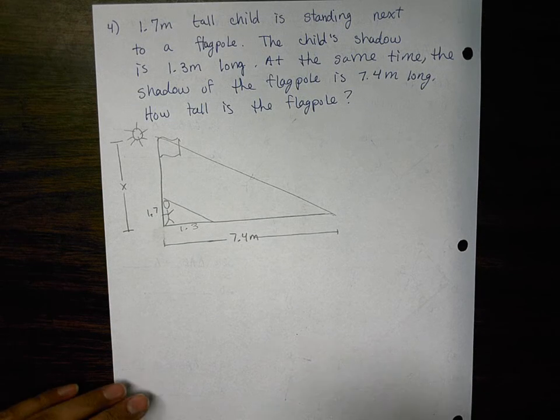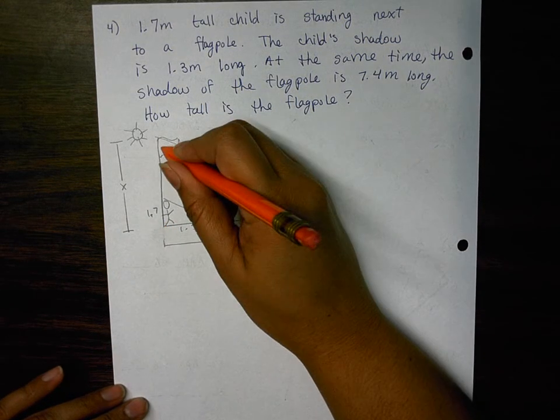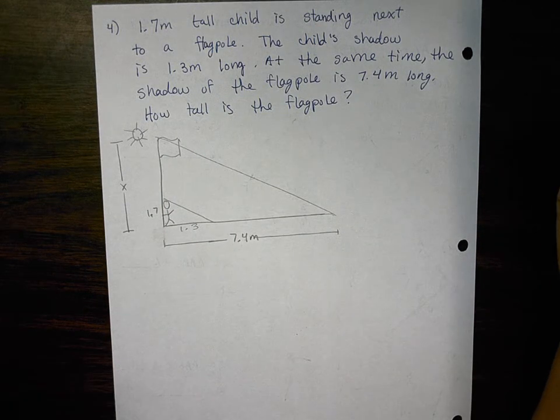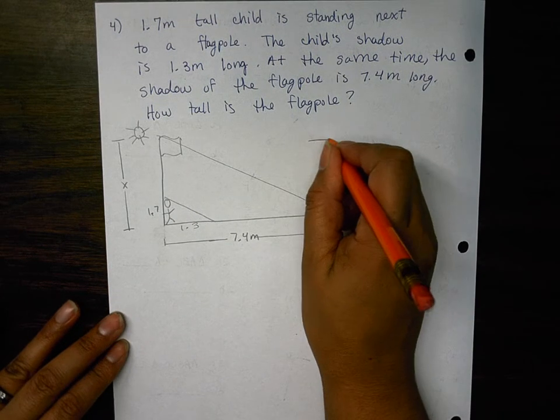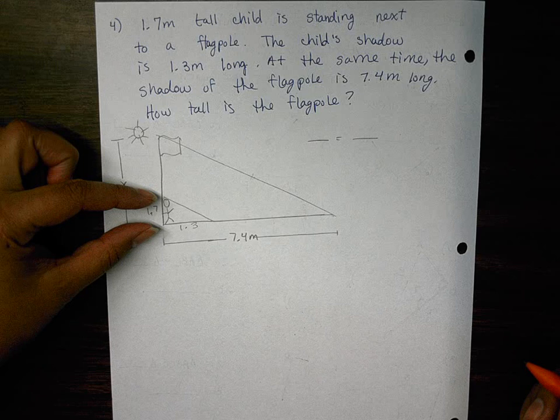with shadows, these two triangles will always be similar triangles. You have this angle in here that they share, and you have these corresponding angles up here that are congruent, so they are similar. You don't have to prove it, just know that they are. So we're going to make a proportion to solve.